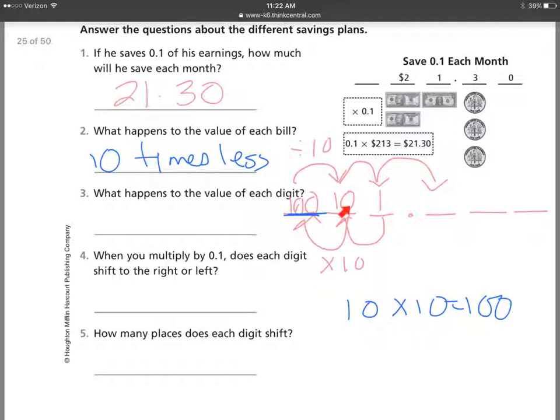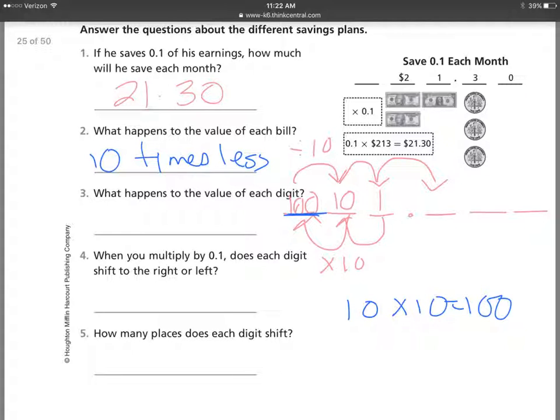It's 10 times less going from one place value to the next, but if you're going 2 place values, it's 100 times less. If you're going to go from 100 to the tenths place, that's 1,000 times less. This would be 10,000 times less, and this would be 100,000 times less.